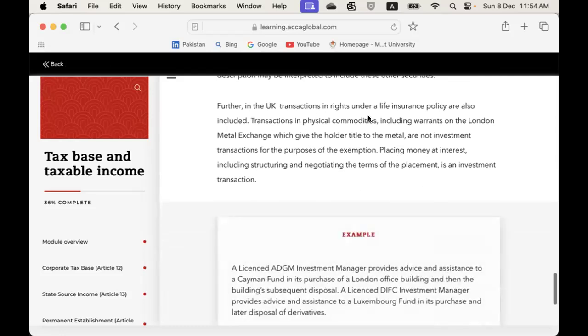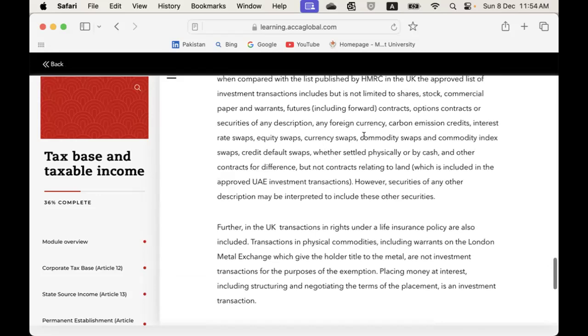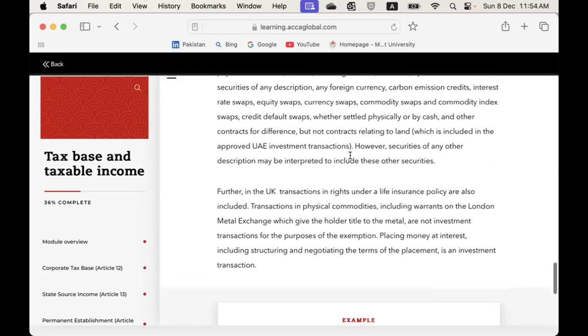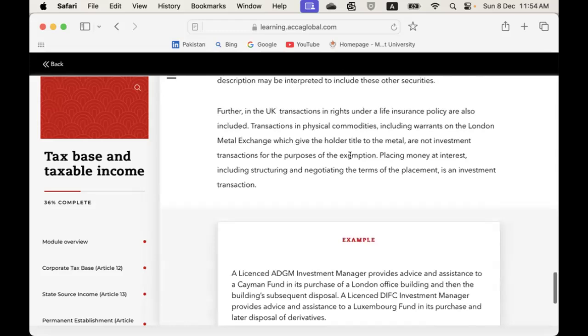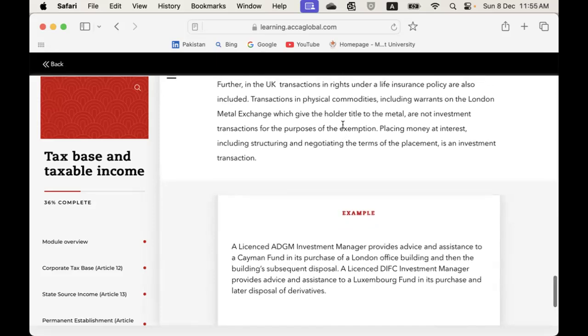Further, in the UK, transactions in rights under a life insurance policy are also included. So what we are studying right now is what would constitute a transaction in the context of an investment manager. What we saw is that almost all types of financial services transactions, whether they relate to currency, commodity, real property or even a real estate investment trust, will be covered. And just to take back for quick memory, in the UK, HMRC has an even larger definition of transactions.